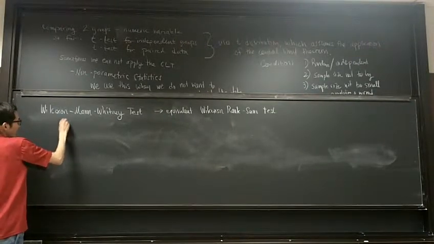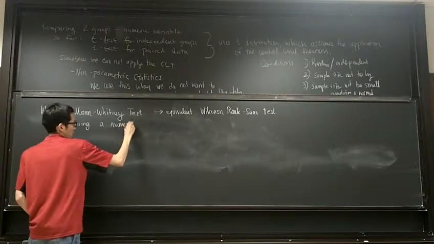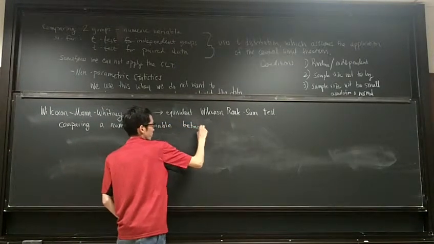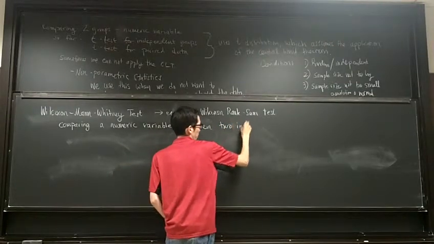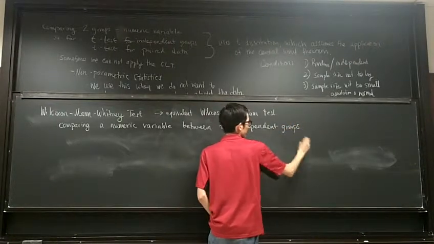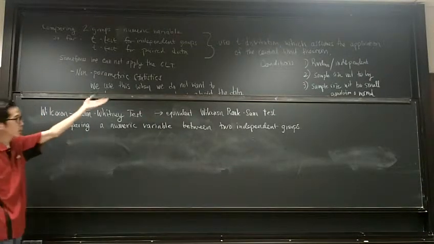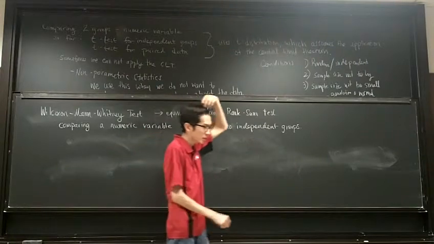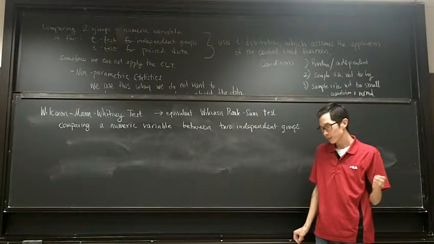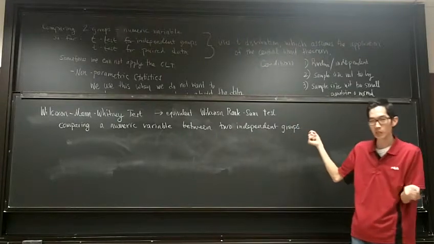We are comparing a numeric variable between two independent groups. Okay, and you will want to use this again when you cannot apply the central limit theorem. In terms of tests, the t-test is a more powerful test than the Wilcoxon-Mann-Whitney test, okay?